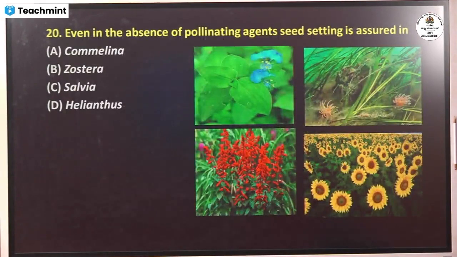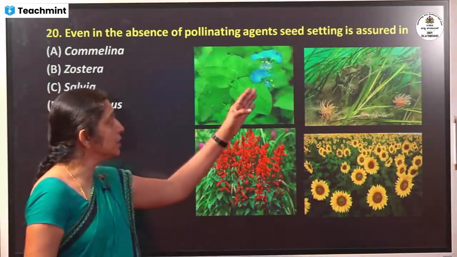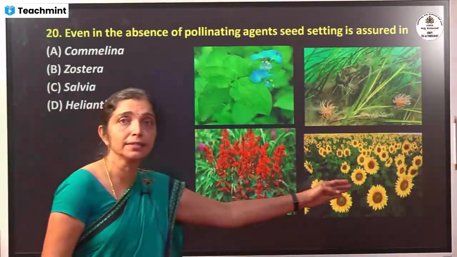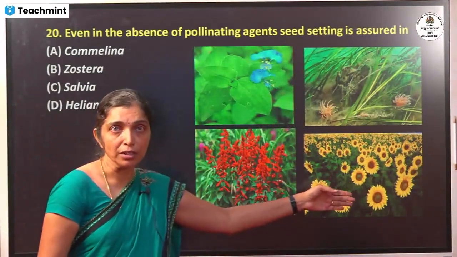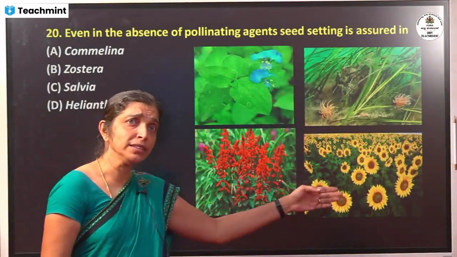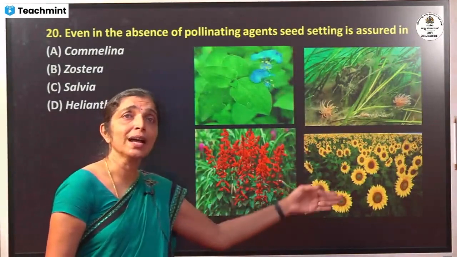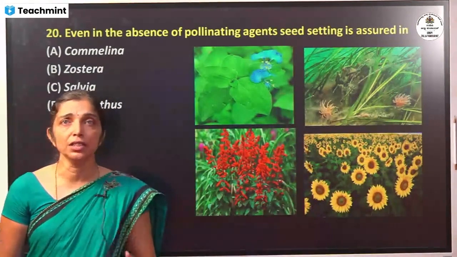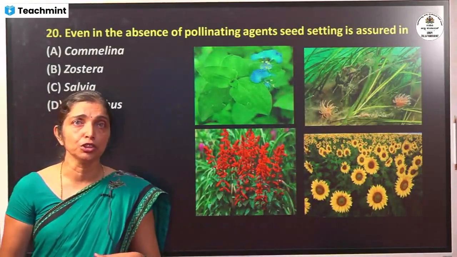Next question. Even in the absence of pollinating agents, seed setting is assured in Commelina, Zostera, Salvia, and Helianthus. Helianthus is nothing but your sunflower. So among these, in which, even in the absence of your pollinating agent, are you going to have seed setting? That means pollination is going to take place.